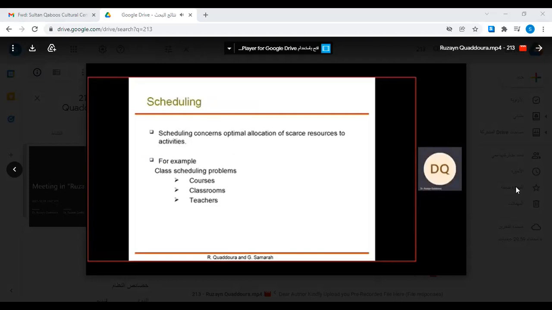Scheduling problems have been studied extensively for at least the last 15 years. Generally speaking, scheduling is concerned with the allocation of scarce resources to activities with the objective of optimizing one or more performance measures. As a simple example, resources may be classrooms or teachers and activities may be courses. The objective is to allocate the courses to classrooms or teachers in an optimal way.